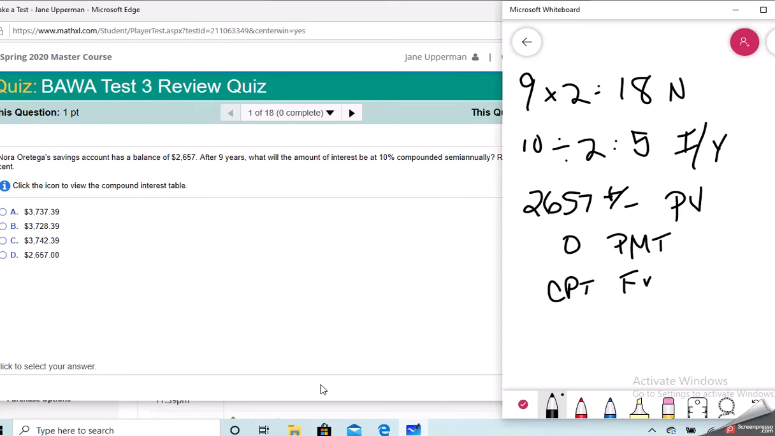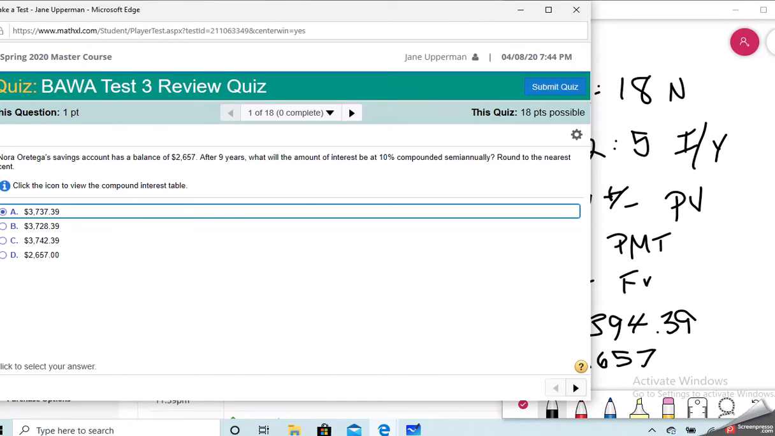So if we put those into our calculators, I get 6,394.39. And then from that, I'm going to subtract the $2,657. And then the difference is going to be the interest. Whoops, I got to put that in my calculator, right? And that gives us $3,737.39. So then that is our answer there.